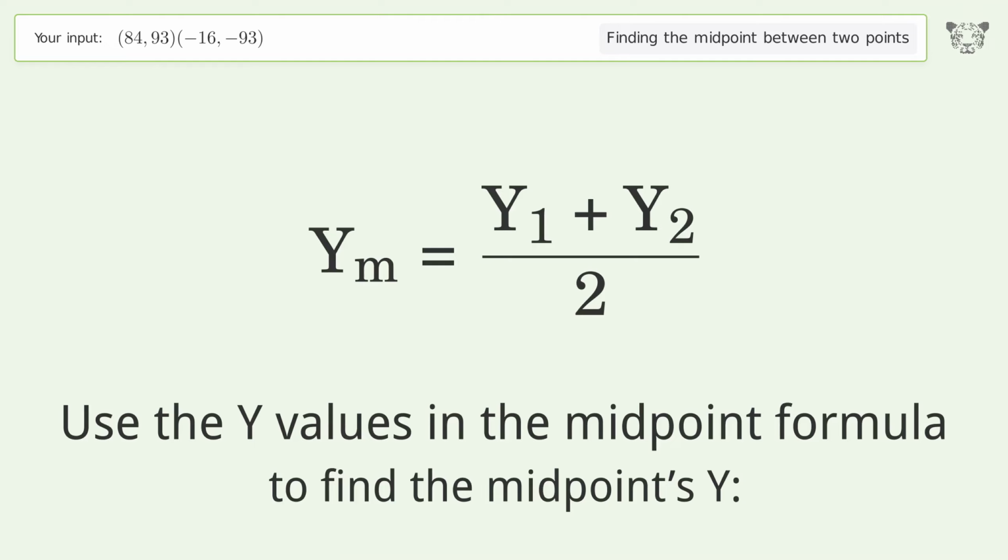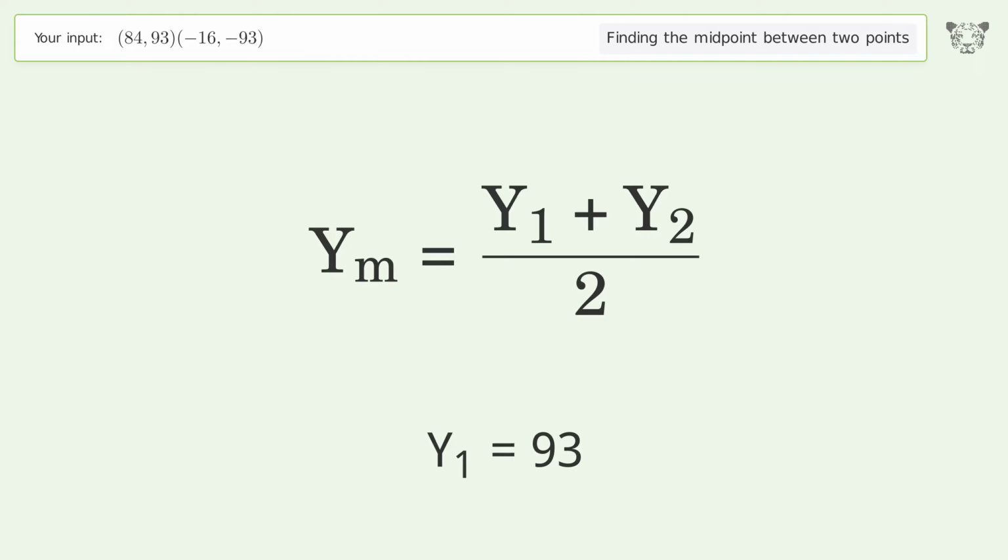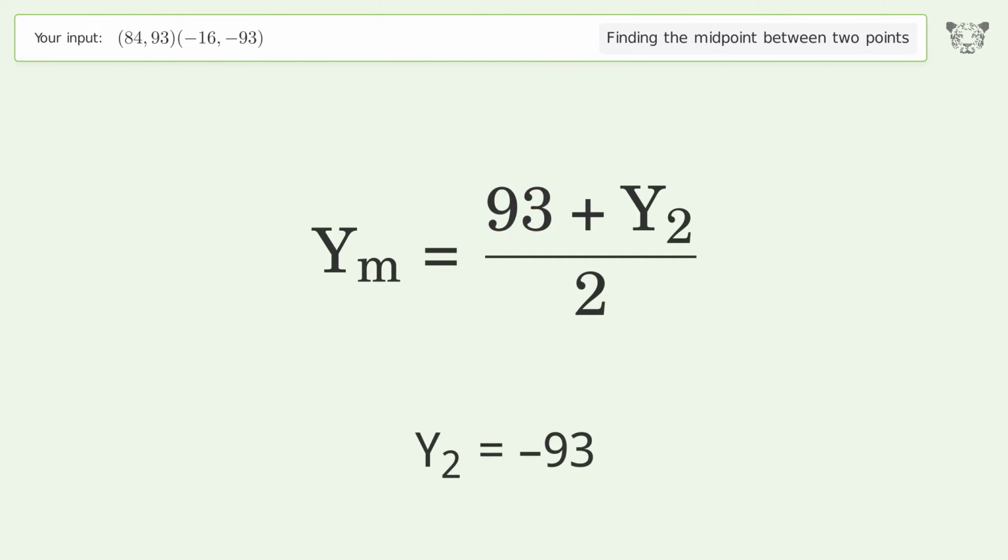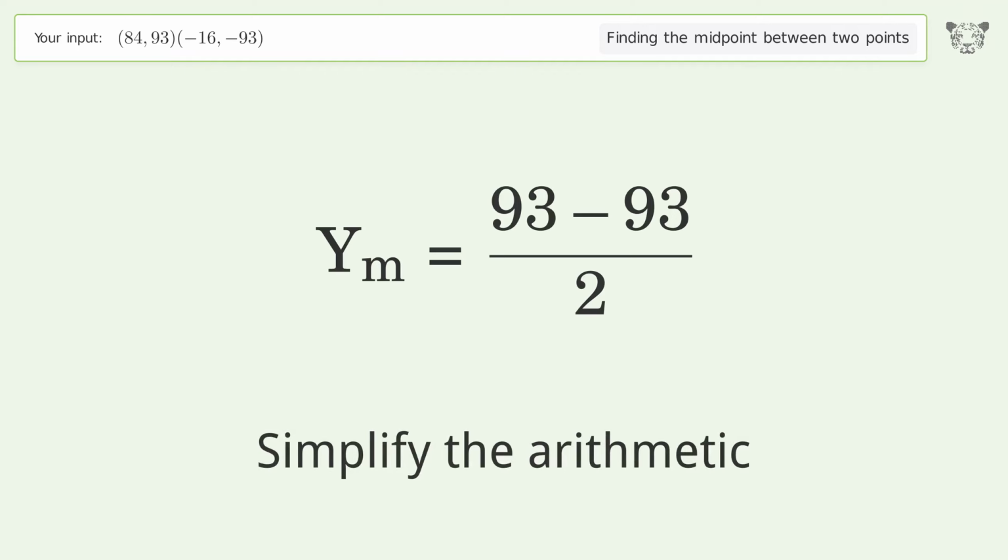Use the y values in the midpoint formula to find the midpoint's y. y1 equals 93. y2 equals negative 93. Simplify the arithmetic.